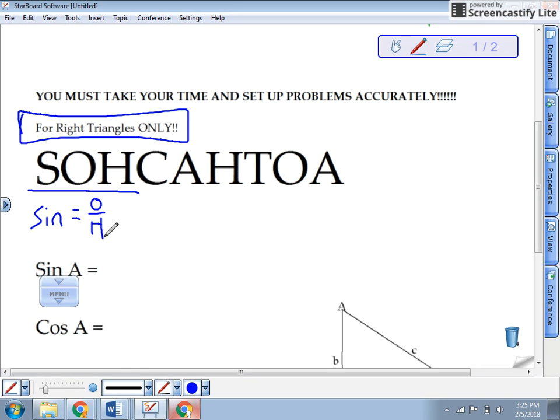To find the cosine, that's the C in CAH, cosine equals adjacent over the hypotenuse. And then TOA is tangent. Tangent equals opposite over adjacent. That's what those mean. Now that you know, that's how we're going to set up these problems. Again, it's all based off your reference angle and being able to label the sides.